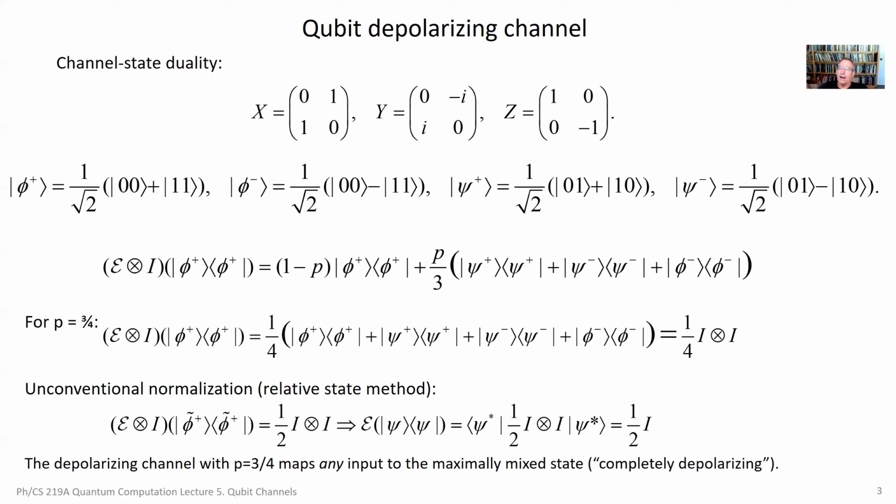If you think about the Bloch sphere picture, which we talked about last time, or maybe the time before, the pure state lives on the Bloch sphere itself, on the boundary of the Bloch ball. The maximally mixed state lives right at the origin of that ball. And what this channel does when p equals 3/4 is it takes any state, in particular any pure state, to the center of the ball. In other words, it completely destroys the polarization of the qubit. And that's why I'm calling it completely depolarizing.